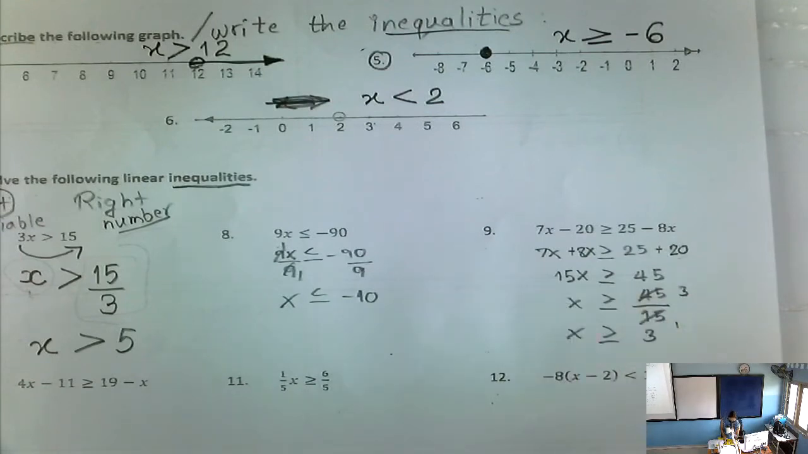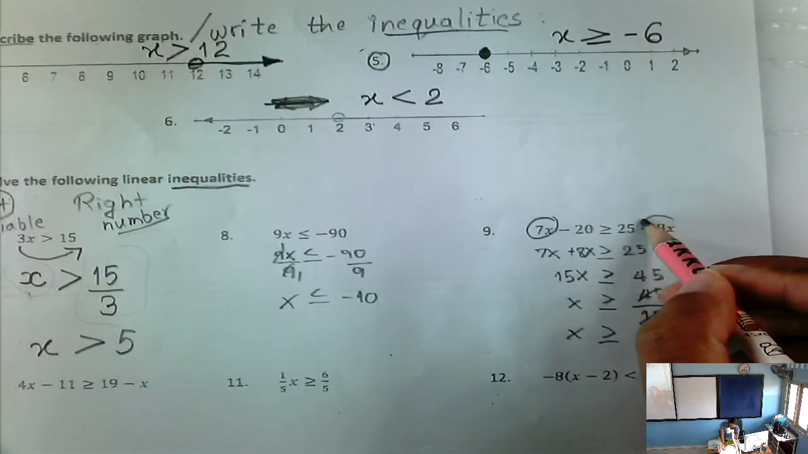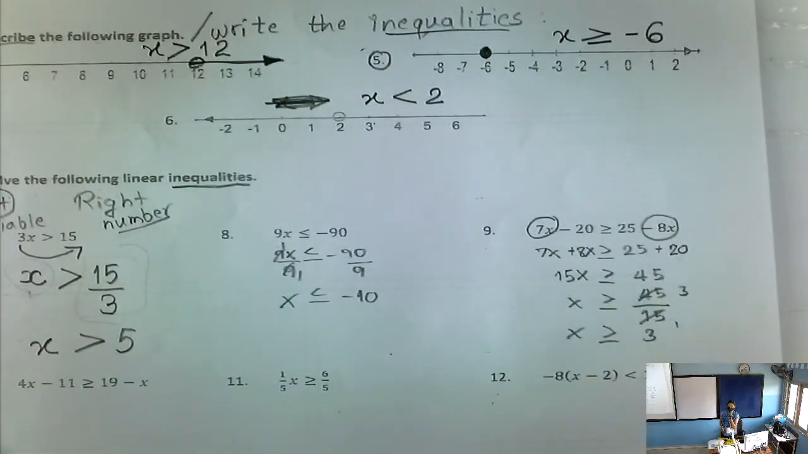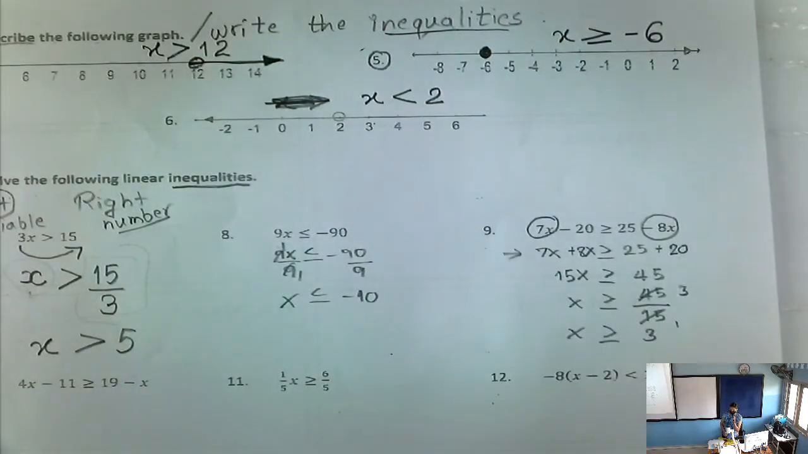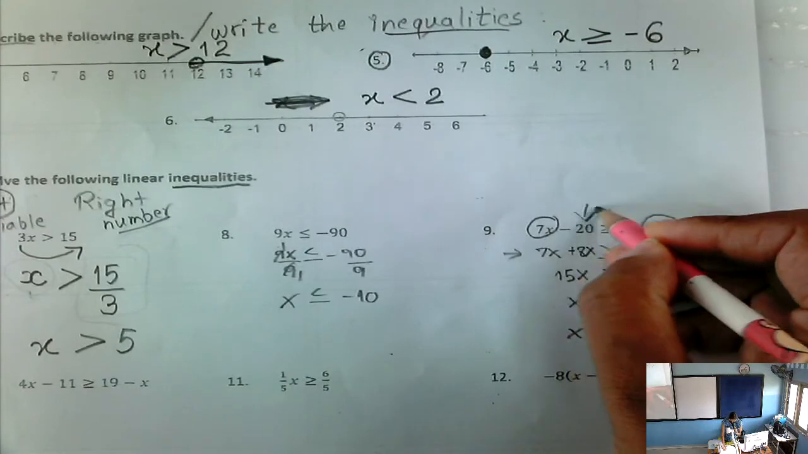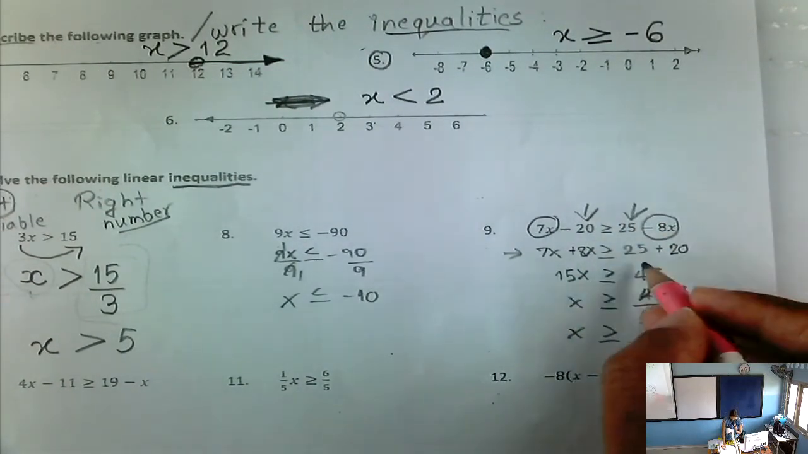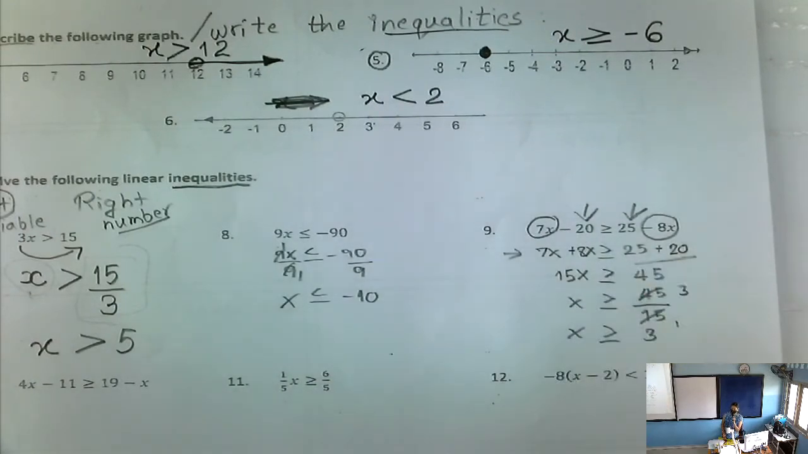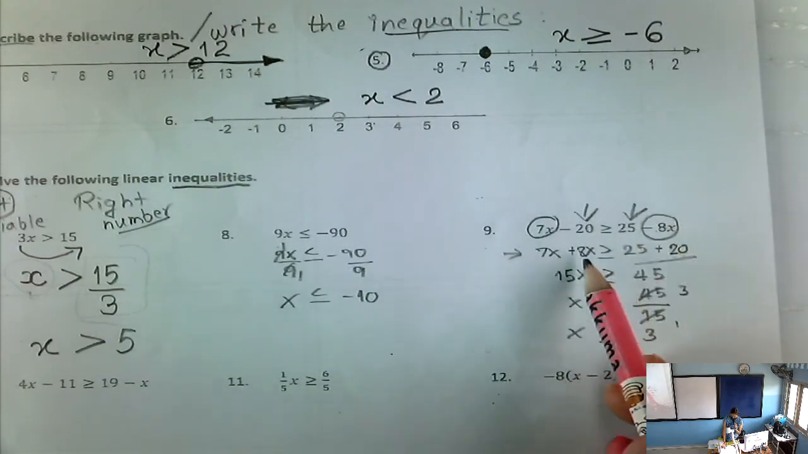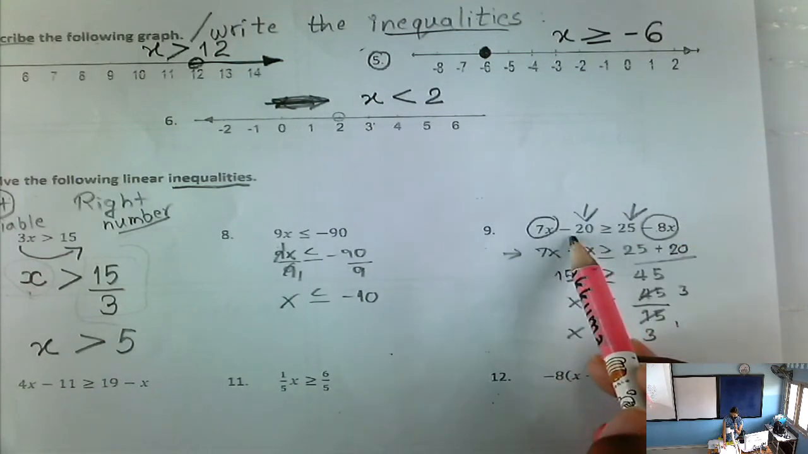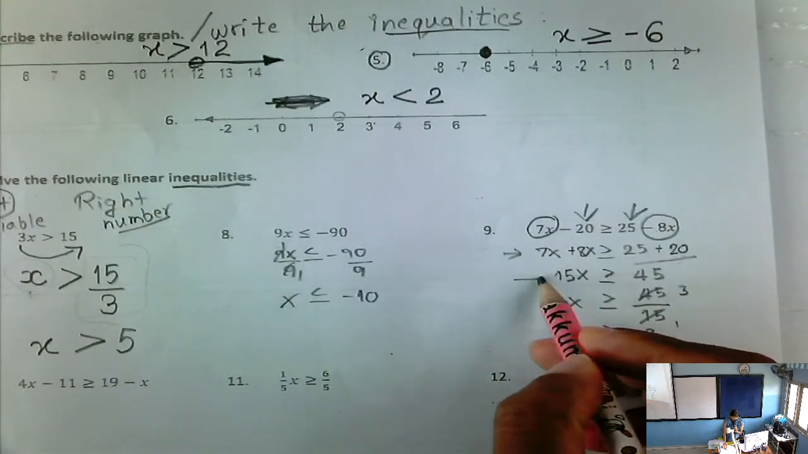So you see, in this number 9, 7x and minus 8x are variables. So we keep variables in the left. And these numbers, they are pure numbers without variables. We keep them in the right. And when you exchange the positions, minus became plus. Minus 20 became plus 20. So after that, add the variables.